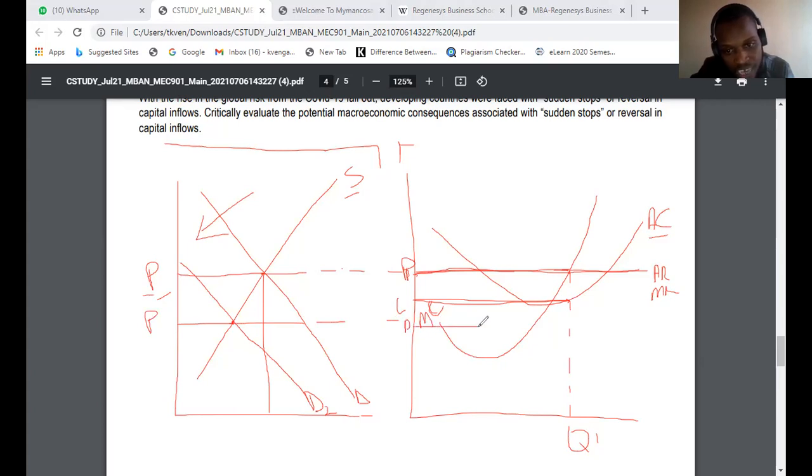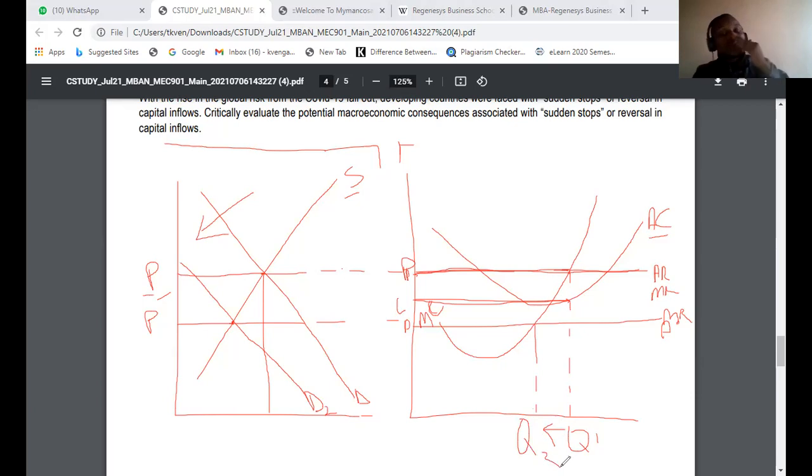So we got our MR and our AR. At this new price, profit maximization does not change. MR equals MC. So we're going to produce over here. You can see that the quantity that we're going to produce has declined. That's Q2.